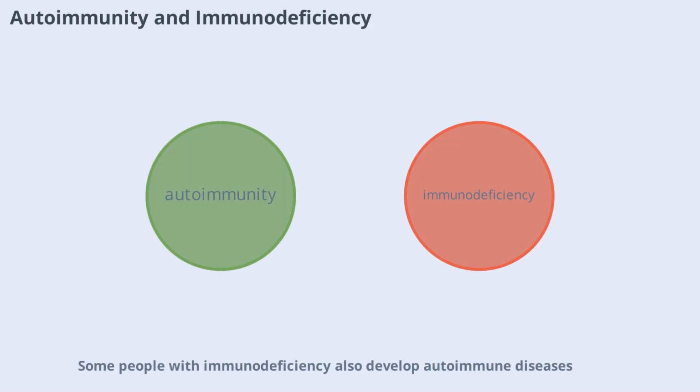Some people with immunodeficiency also develop autoimmune diseases, where the immune system attacks the body's own tissues. This overlap can complicate diagnosis and treatment. Managing both conditions requires a coordinated approach between specialists to ensure the best outcomes.